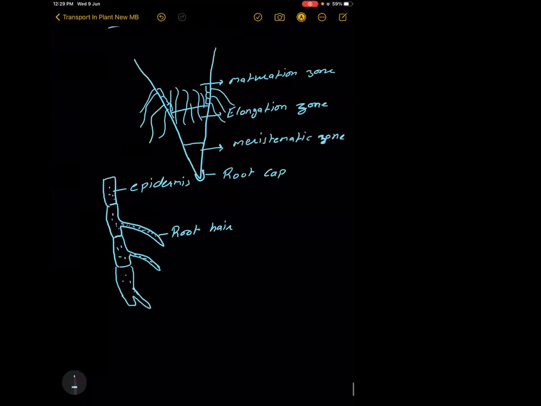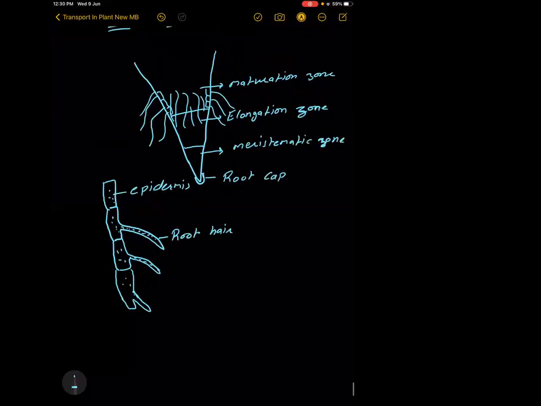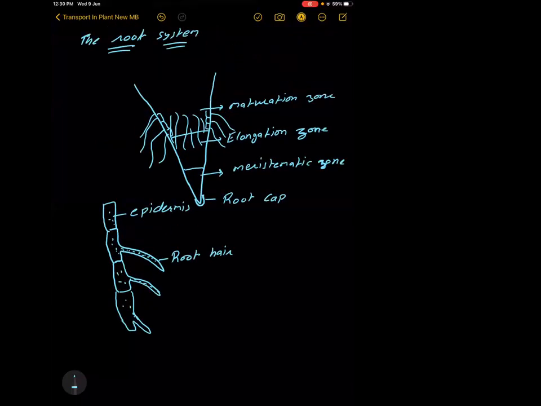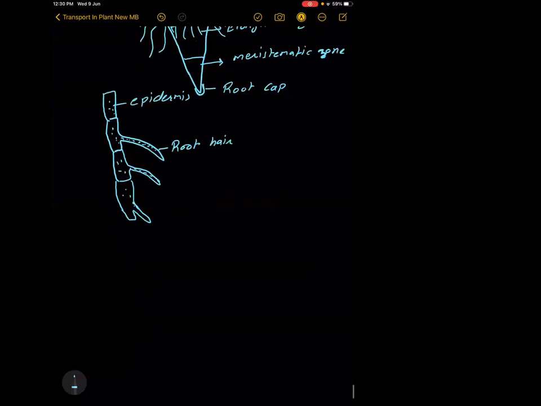You know this very well. Only the root hairs are responsible for absorption of water. If you remove the root hair, there is no absorption of water. Fine. Okay, this is the point. I'm not describing it in detail, just giving a rough idea about the root system. Now, the pathway of movement of water. There are two different paths.